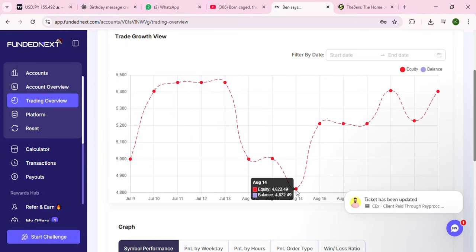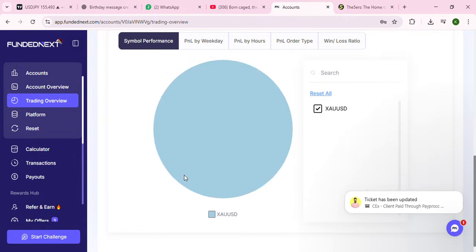You can see I went to a drawdown around 48.22. Then I bounced back from there and all the way to passing the account. So that is the graph on that. Yeah, every trade I took was there.